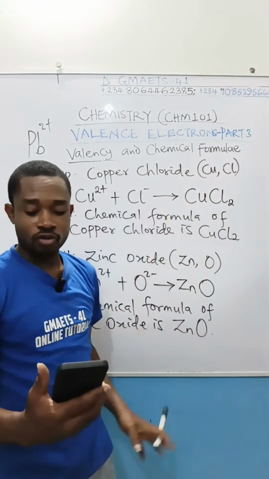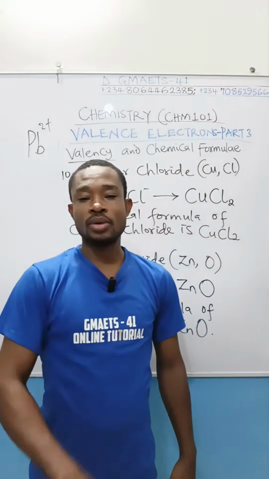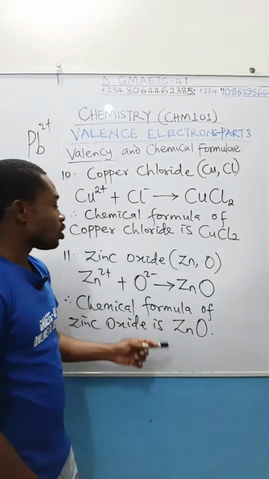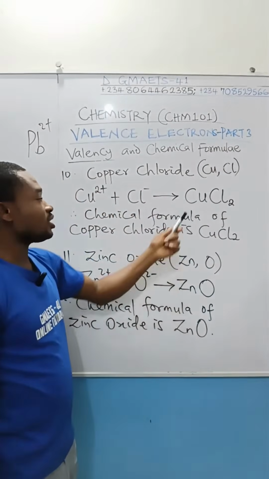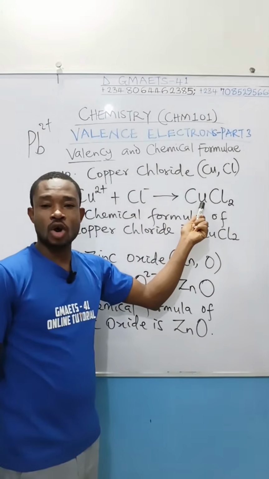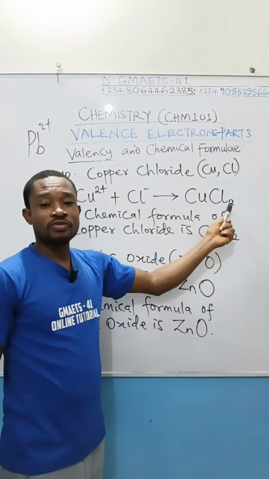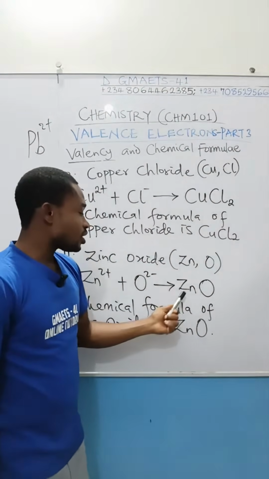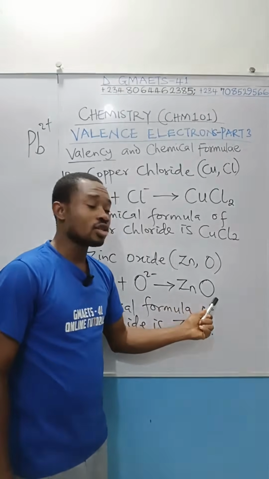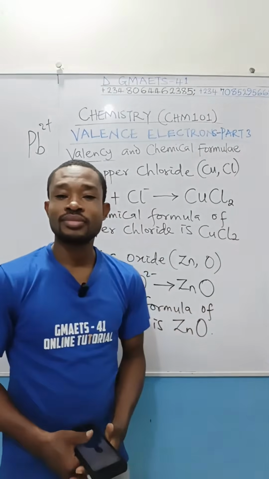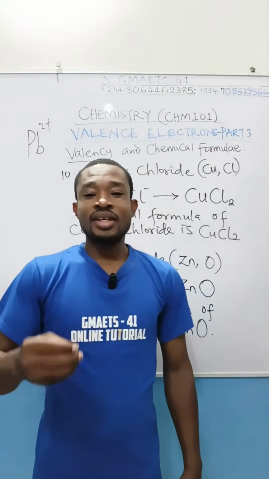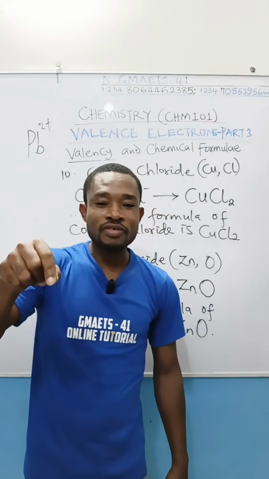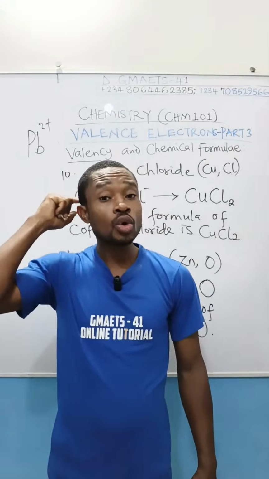Today we treated that of what? Binary compounds. We talked about what atomicity is, the number of atoms of each element in a compound. Like in this copper chloride now, we have one atom of copper and we have two atoms of what? Chlorine. In zinc oxide, we have one atom of zinc and one atom of what? Oxygen. In ammonium chloride, we have one atom of nitrogen, 4 atoms of hydrogen, 1 atom of chlorine.